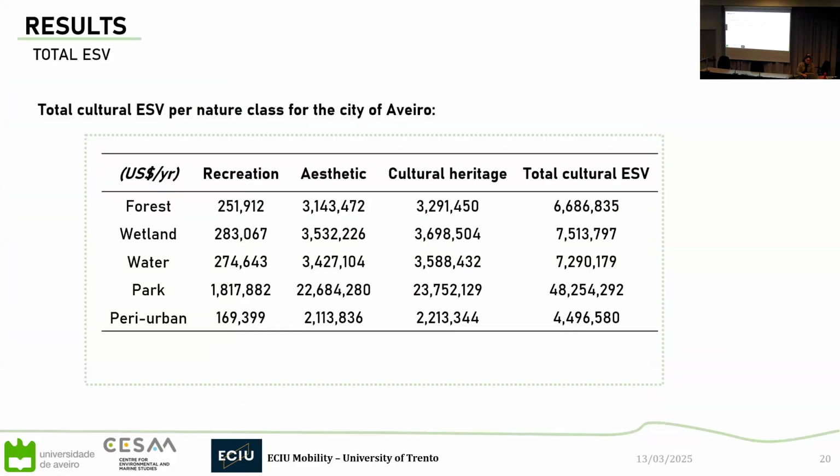And here is the total assessment for the city of Aveiro. So that's actually the output from the meta-regression function application. And the values are quite high, and especially for parks, because it's the higher quality value for cities.